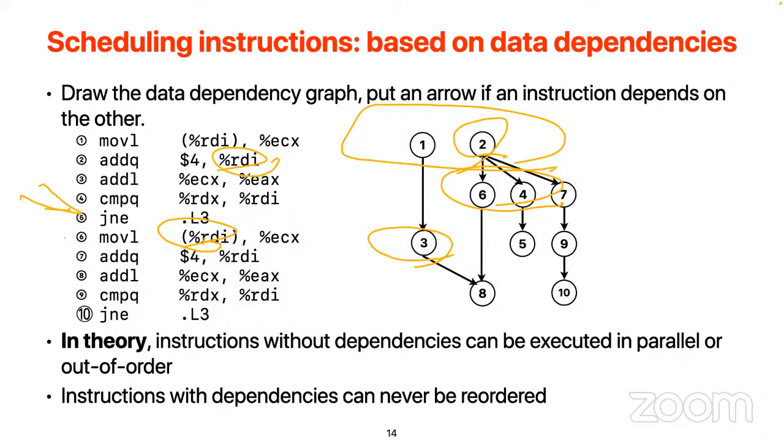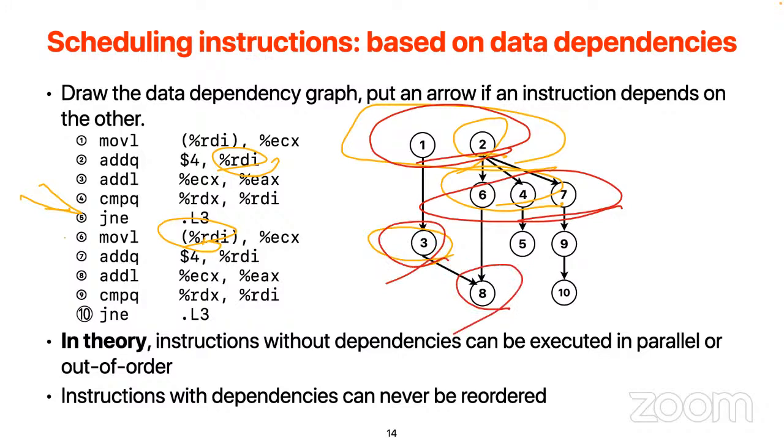From this relationship, you can pretty much see that these 2 are a group that can be parallelized, and these 3 are a group that can be parallelized, because they only depend on 2. This one is a single one, this is a single one, and these 2 depend on 4 and 7. So you can have this kind of analysis, figuring out who and who can be executed together and who cannot be executed together. In theory, that's what we hope.